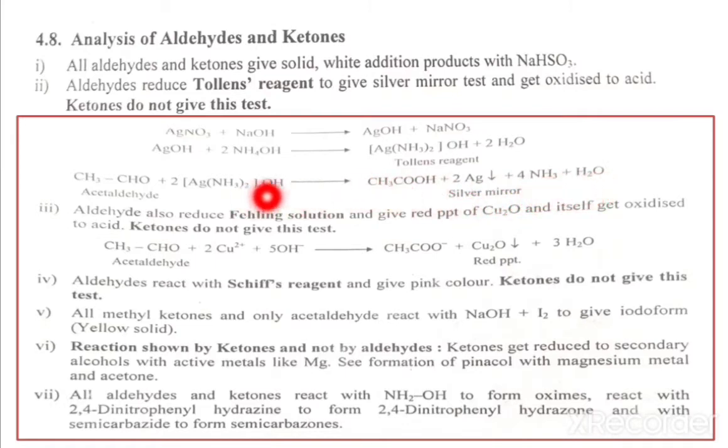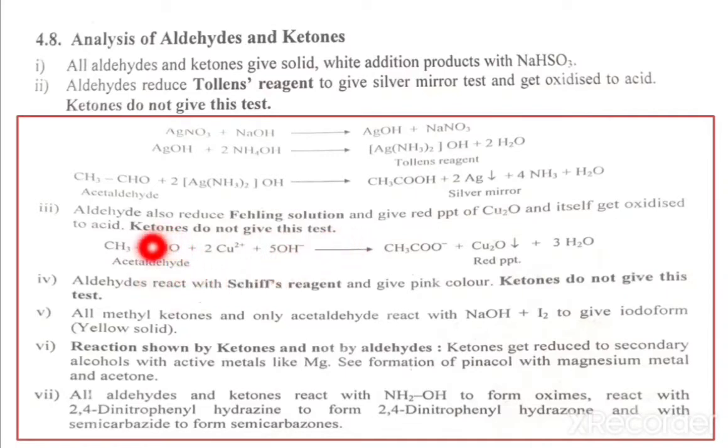That means from this test we can distinguish aldehyde and ketone. When you use the Tollens reagent, the aldehyde reduces the Tollens reagent and gives the silver mirror test and gets oxidized to acid, while the ketone does not give this test. Another method to distinguish aldehyde and ketone is Fehling's solution. Aldehyde also reduces Fehling's solution and gives the red precipitate of copper oxide and itself gets oxidized to acid. And here again ketone does not give this test.